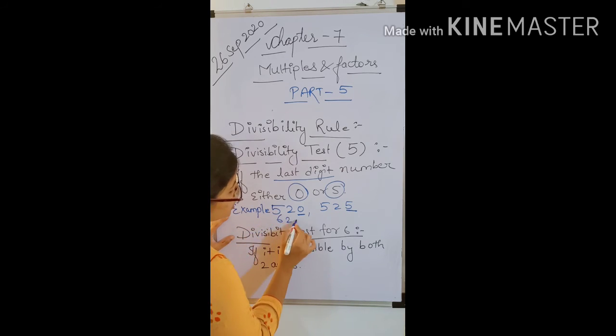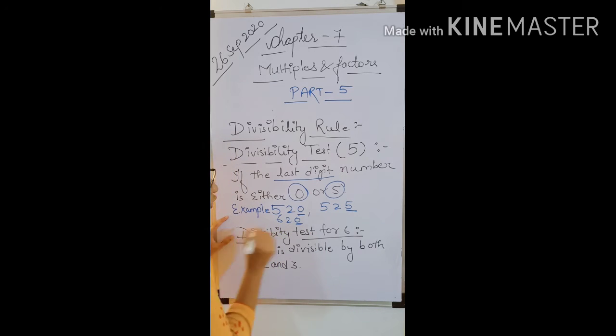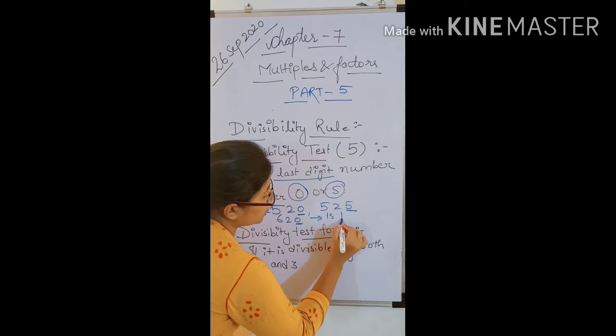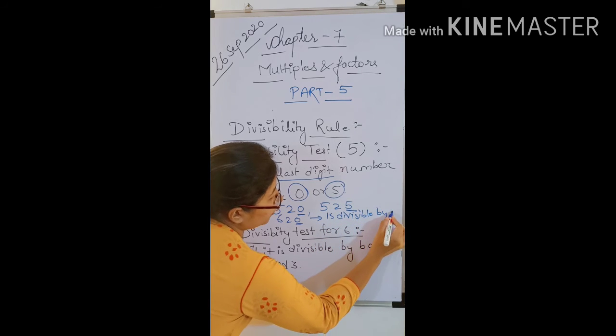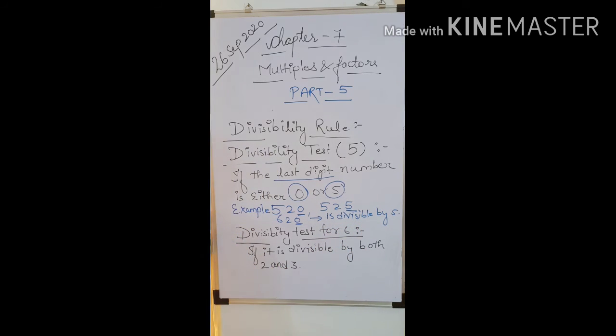If the number is 620, another example, again the last digit is 0. So all 3 numbers are divisible by 5. So this was the divisibility test for 5. Now, looking at the next number, the divisibility test for 6: if it is divisible by both 2 and 3, then it is divisible by 6 also.